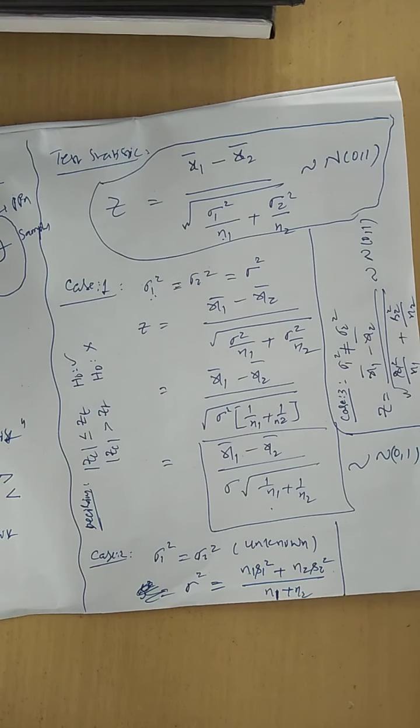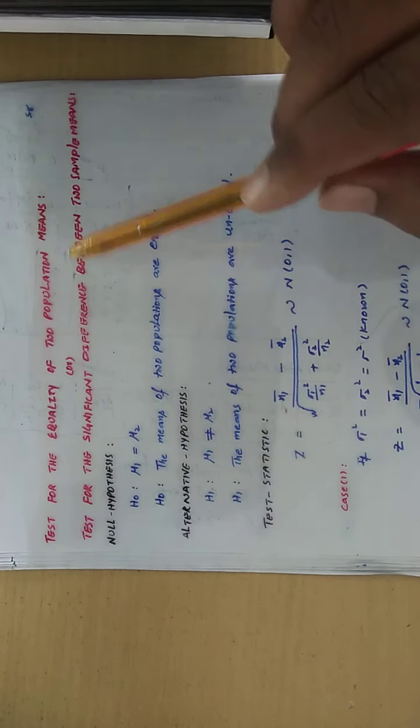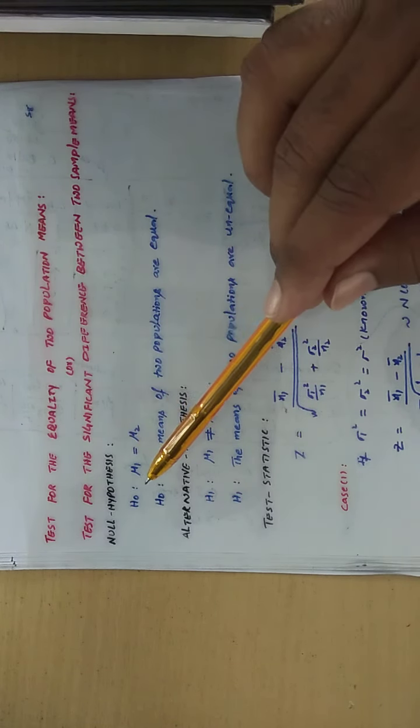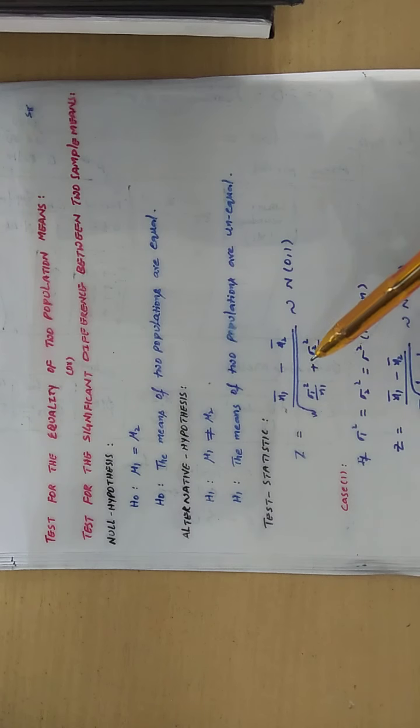Now let us see that entire information on a slide. What is the title? Test for equality of two population means. Or what is one more way you can call this? Test for the significant difference between two sample means. Both are the same. Comparing two populations or comparing two samples. So what is that? Null hypothesis notation form, null hypothesis verbal form: the means of two populations are equal.